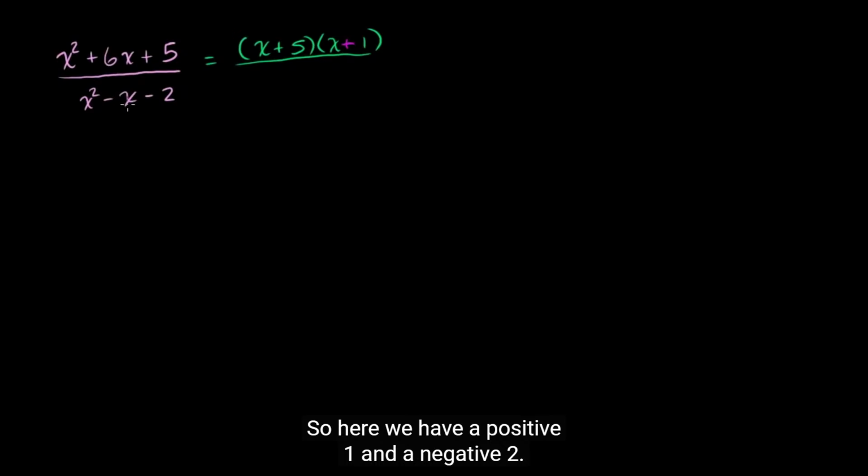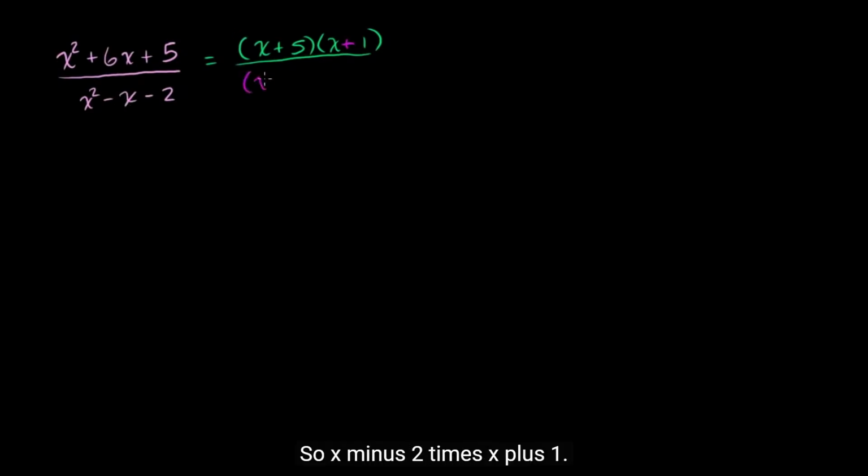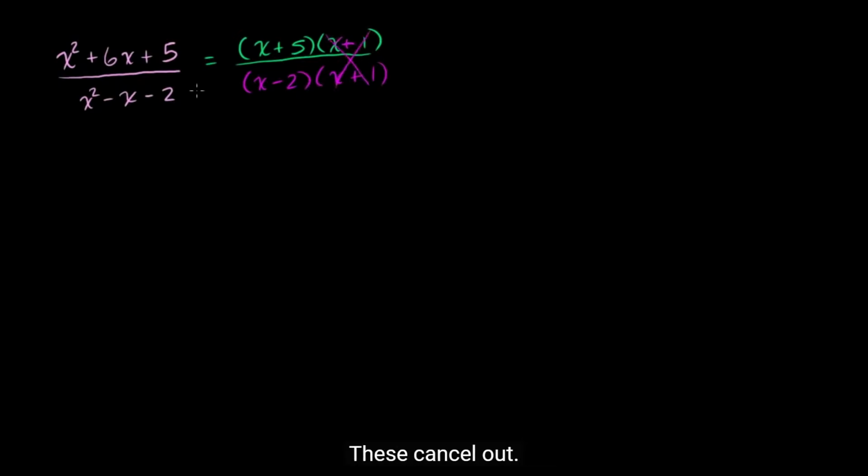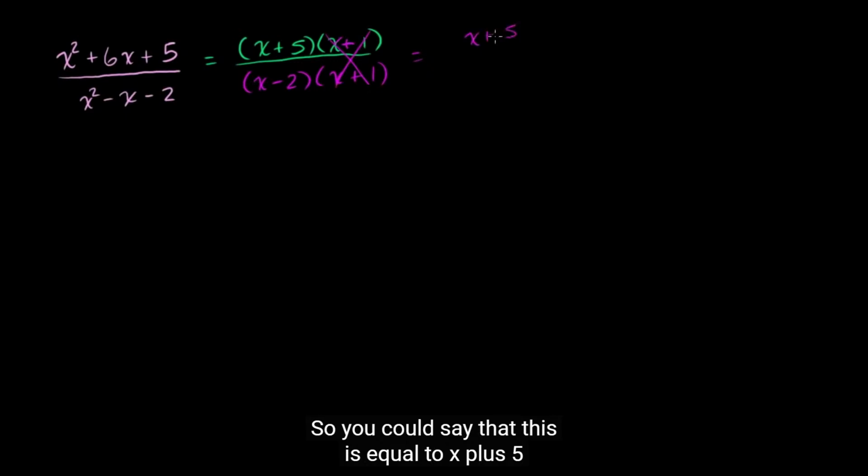So here we have a positive 1 and a negative 2. So x minus 2 times x plus 1 times x plus 1. So we have a common factor in the numerator and the denominator. These cancel out. So you could say that this is equal to x plus 5 over x minus 2.